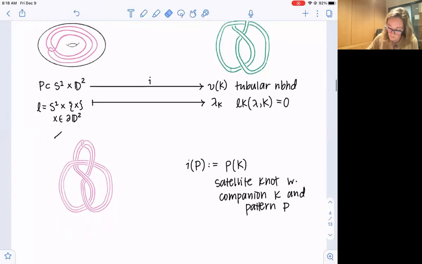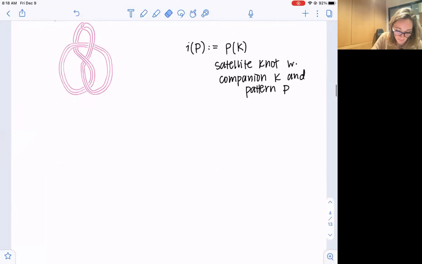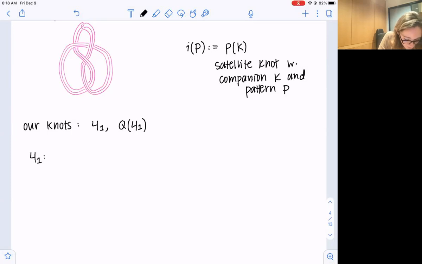So maybe I will draw them again down here. I won't draw the satellite knot again, though you'll just have to keep that in mind. But our knots are the figure 8 knot and the satellite knot that we get when we take the Mazur pattern of the figure 8. And I'll explain why I've chosen those knots now. So 4_1 is the figure 8 knot. That's just the Alexander-Briggs notation for it. And this is the figure 8 knot.